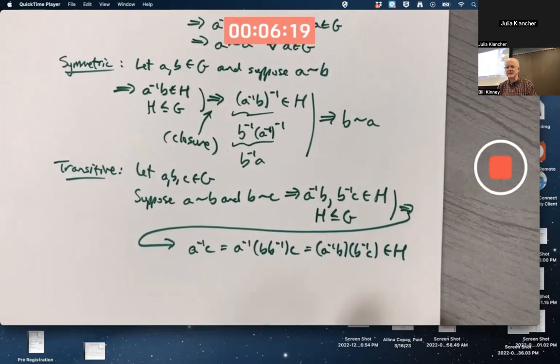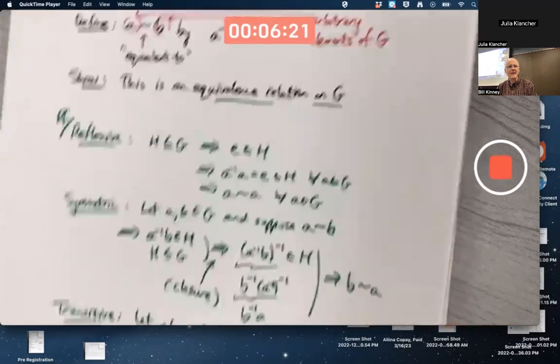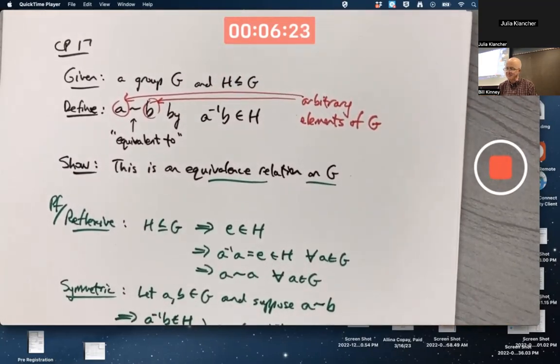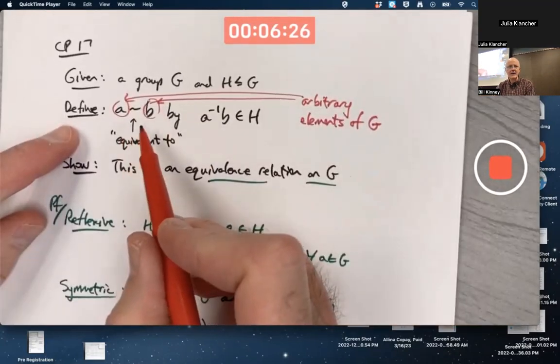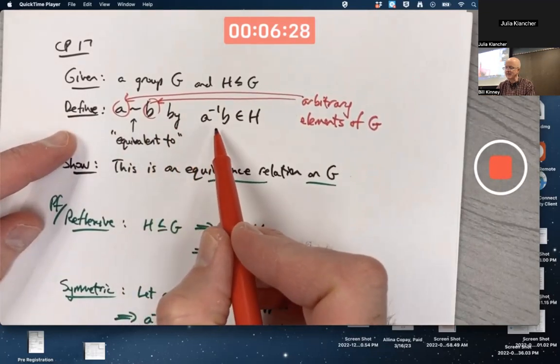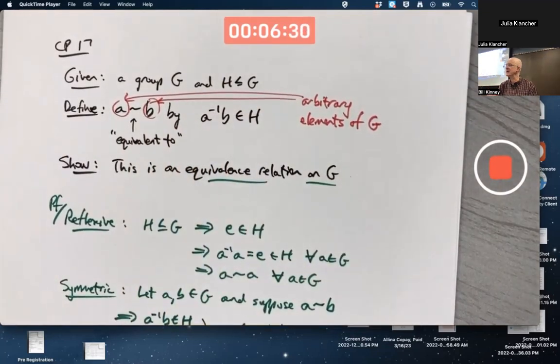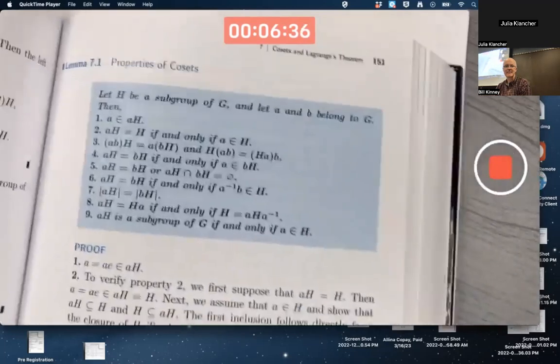All right, well, what's the big deal about this? Why is this a problem worth thinking about? Again, we're defining A to be equivalent to B by this condition, A inverse B is in H. This is related to a property of cosets. Let's look at the properties of cosets. This big lemma.